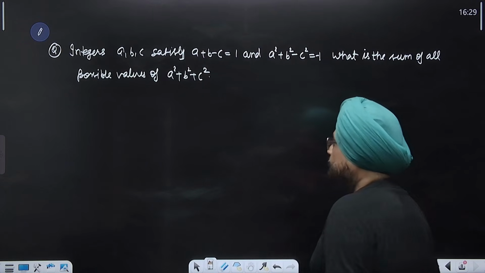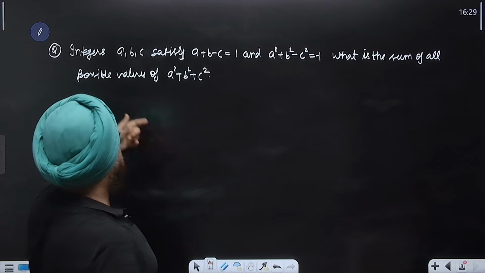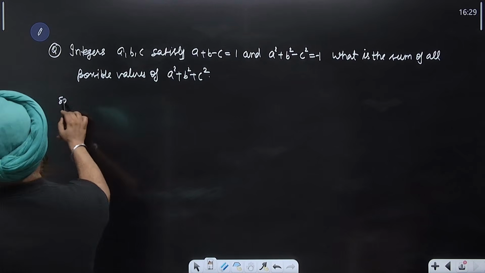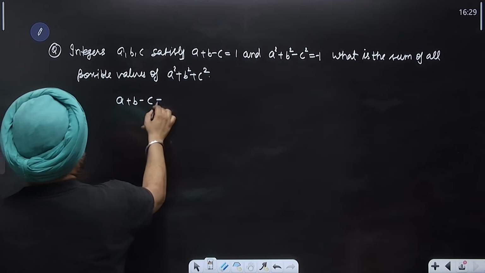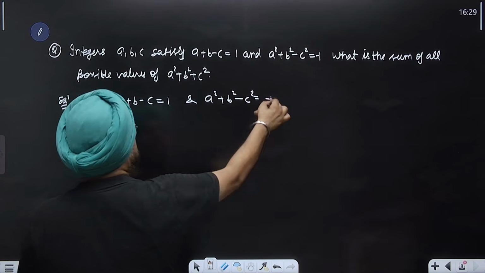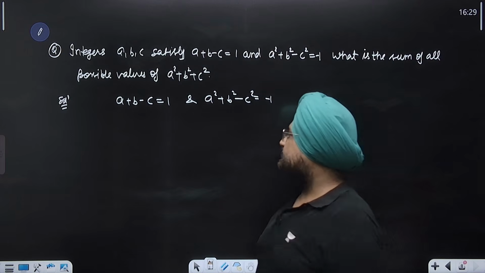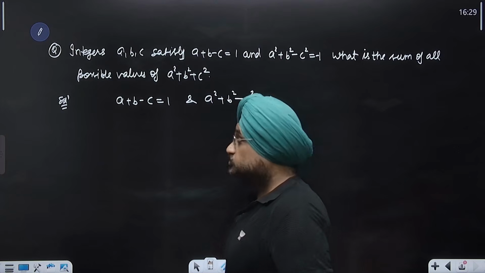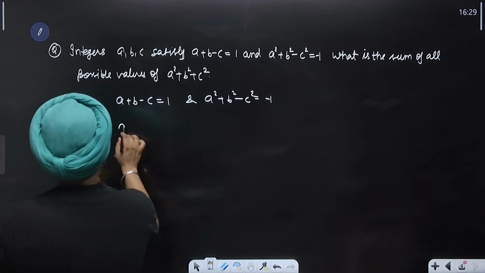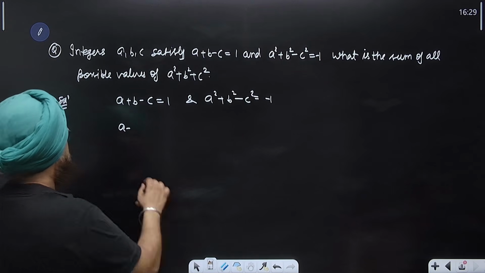Okay, so we are given two equations and three unknowns A, B, C, and one more condition is given that A, B, C are integers. So we need to use the two equations A plus B minus C equal to 1 and A square plus B square minus C square equal to minus 1. How can we use these two conditions simultaneously? We need an expression in the squares of A, B and C. If I square now, I will get the expression A square plus B square plus C square.